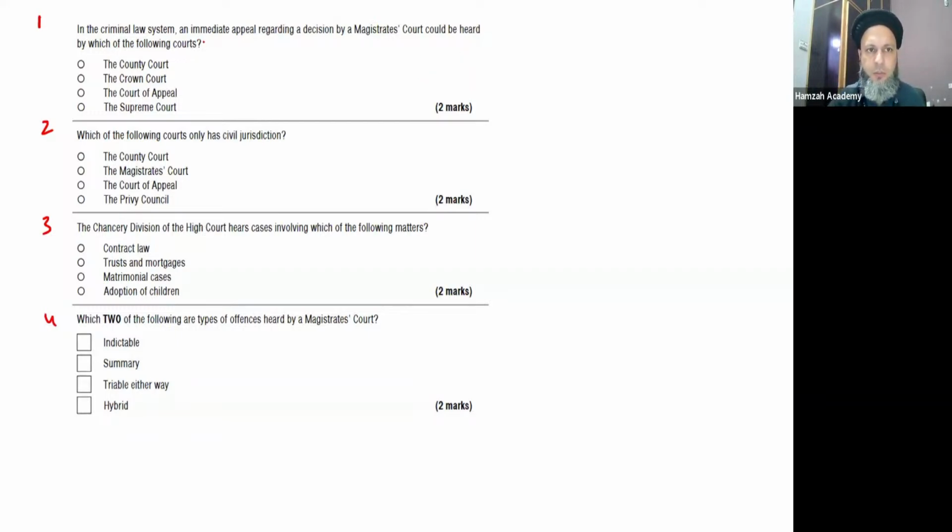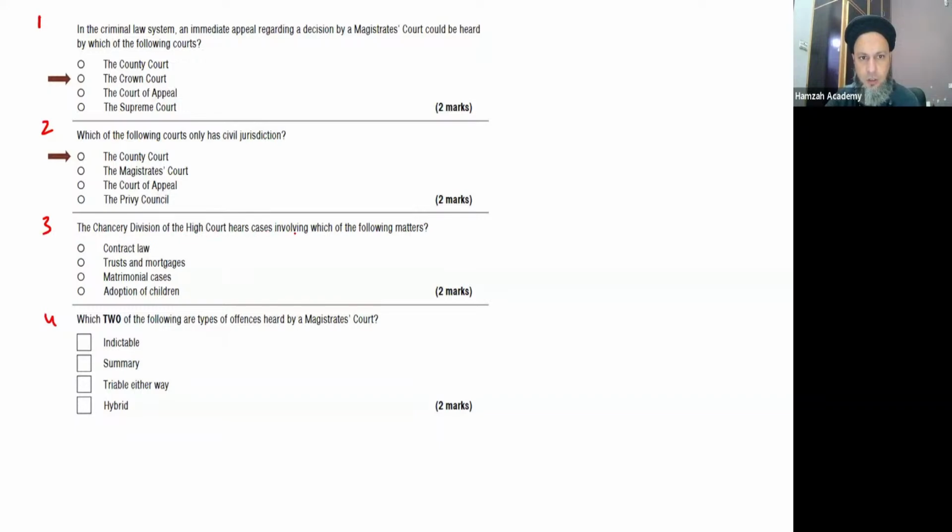In the criminal law system, an immediate appeal regarding a decision by a magistrate court could be heard by which of the following courts? Okay, that will be the Crown Court, immediately above that. Which of the following courts has civil jurisdiction? Okay, County Court.